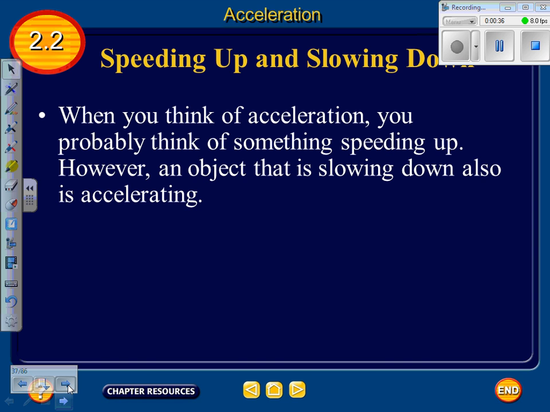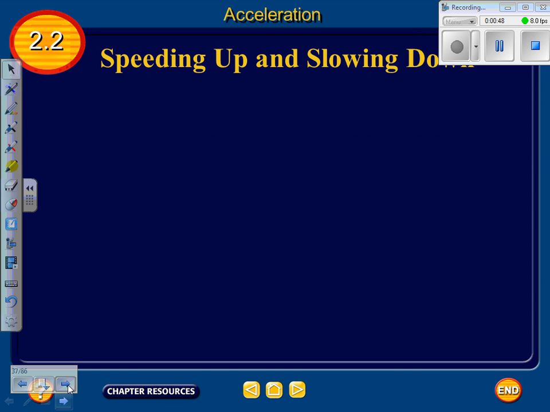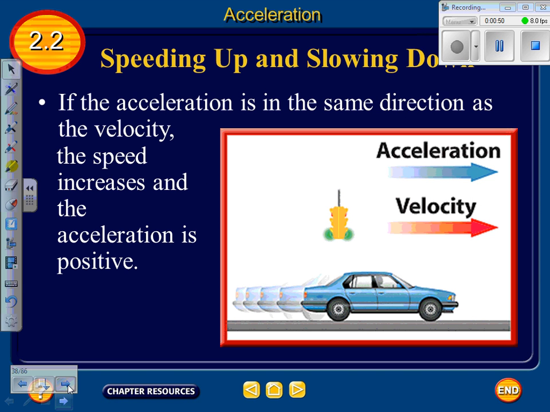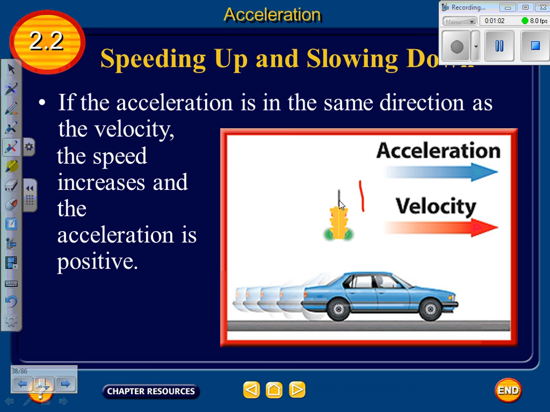When you think of acceleration, you probably think of something speeding up. However, an object that is slowing down is also accelerating. Acceleration also has direction, just as velocity does. If the acceleration is in the same direction as the velocity, the speed increases and the acceleration is positive. This acceleration, as expressed in this diagram, is positive acceleration.